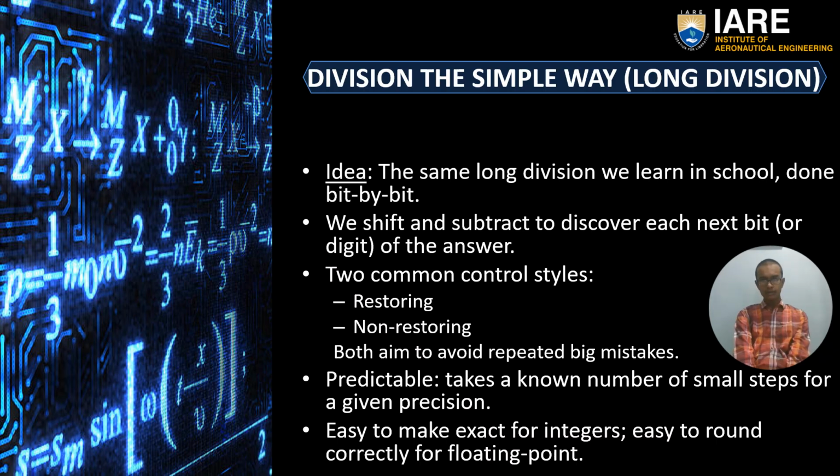Here two common control styles are restoring and non-restoring. Both aim to avoid repeated big mistakes. And this process is predictable. It takes a known number of small steps to give the answer for a given precision. Hence, this is the division, the simple way, the long division.